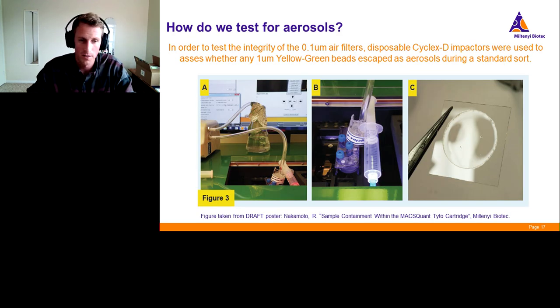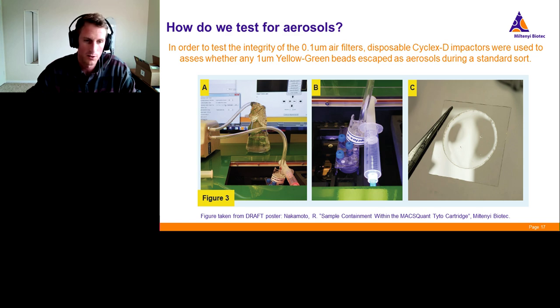I've talked a lot about aerosols, but not how we test for them. This is a very common aerosol detection setup. The Cyclex-D is the name of the disposable device for checking aerosols. Basically they're these yellow-green beads, 1 micron in size, that they use to qualify if these are escaping from a particular device. These pictures are taken from a draft, an internal setup that we tested at Miltenyi. This is, I believe, going to be published somewhere, maybe as a poster.